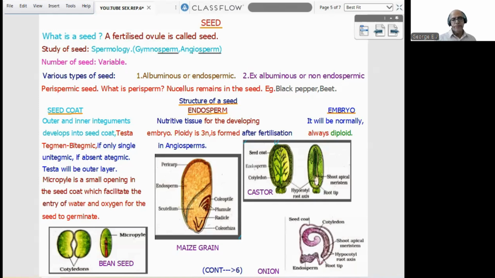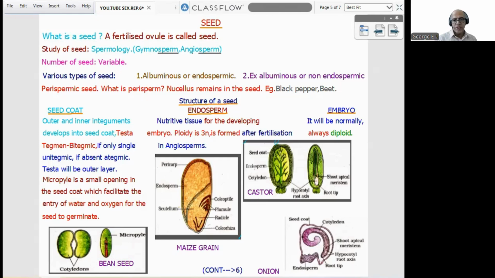The number of seeds is variable. Now, various classifications for seeds. Albuminous or endospermic seed, which we discussed in the last episode. Exalbuminous or non-endospermic seed, where the endosperm is used up early. Now another term, perispermic seeds. What is perisperm? Perisperm means remnants of the nucellus that remain in the seed. A typical example for perispermic seed, a famous NCERT question, is black pepper and beet. And the ploidy of the nucellus is diploid.